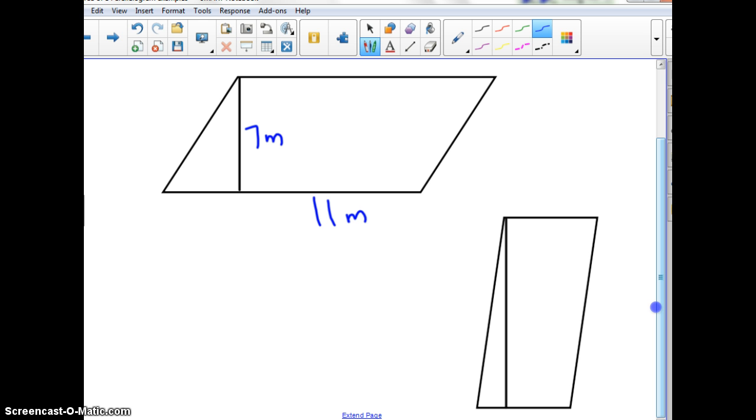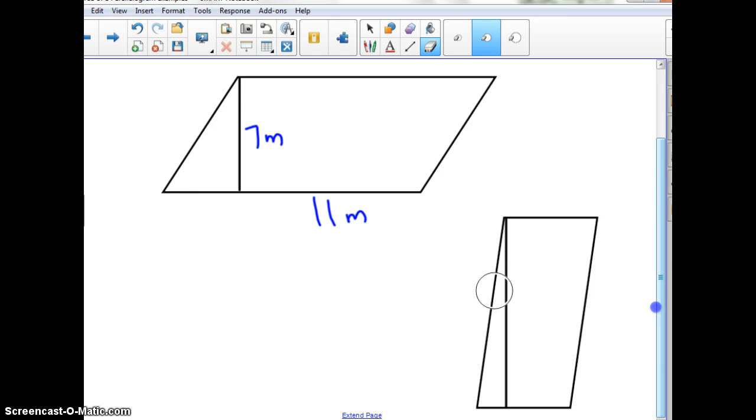Find the area of that parallelogram. America? Beautiful. Here's a funky looking parallelogram. Does it matter if I put my base on the top or the bottom? No, because these are going to be the same. Oh, let's see. Darius. 48 inches squared is my area.